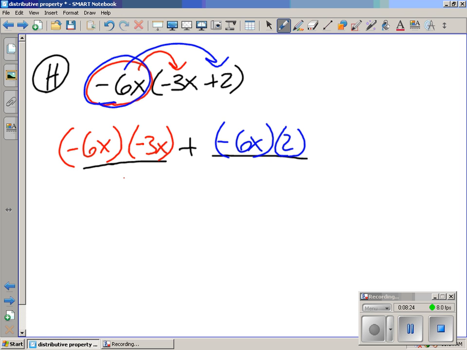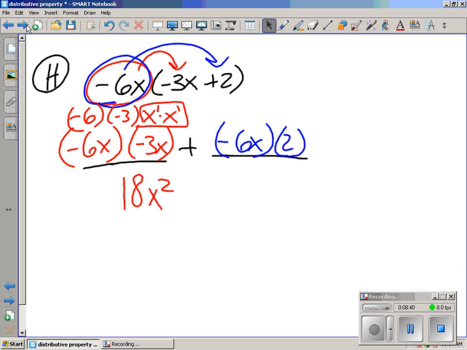And we get a result of 18x squared. If you need to reorder it, you can. So it's negative 6 times negative 3, and then x times x. Remember, when the bases are the same and you're multiplying, you add them up. You add those exponents. So your exponent rules apply when you're multiplying or dividing.